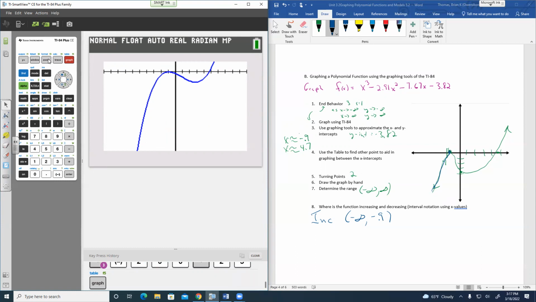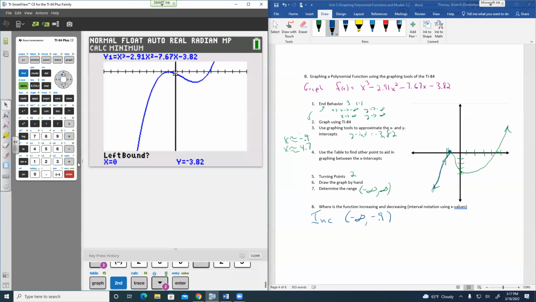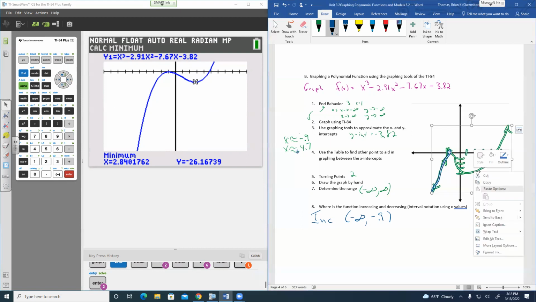So to find where it's increasing, that's where that turning point happens. So if I hit second calculate, if I go and find that min, number 3, my left bound would be somewhere close to it. Hit enter. My right bound just be on the other side of that. Hit enter. Hit enter again. And notice that spot over here somewhere is where it actually is turning again. So somewhere around there is where I should have, maybe I have to regraph this one more time.